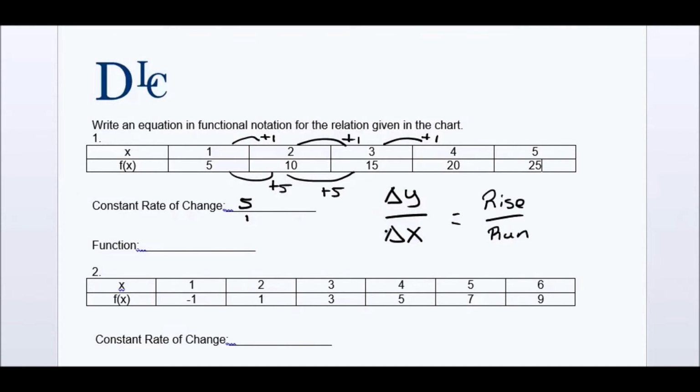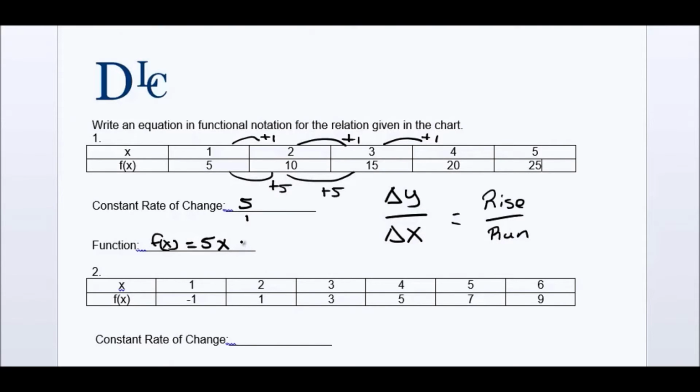The change in the y divided by the change in the x. 5 over 1 is the same as just 5. So to write your function, let's use functional notation, which is f of x is equal to, and you go ahead and put your rate of change first. So 5 over 1, we simplify that to just 5, okay, x.